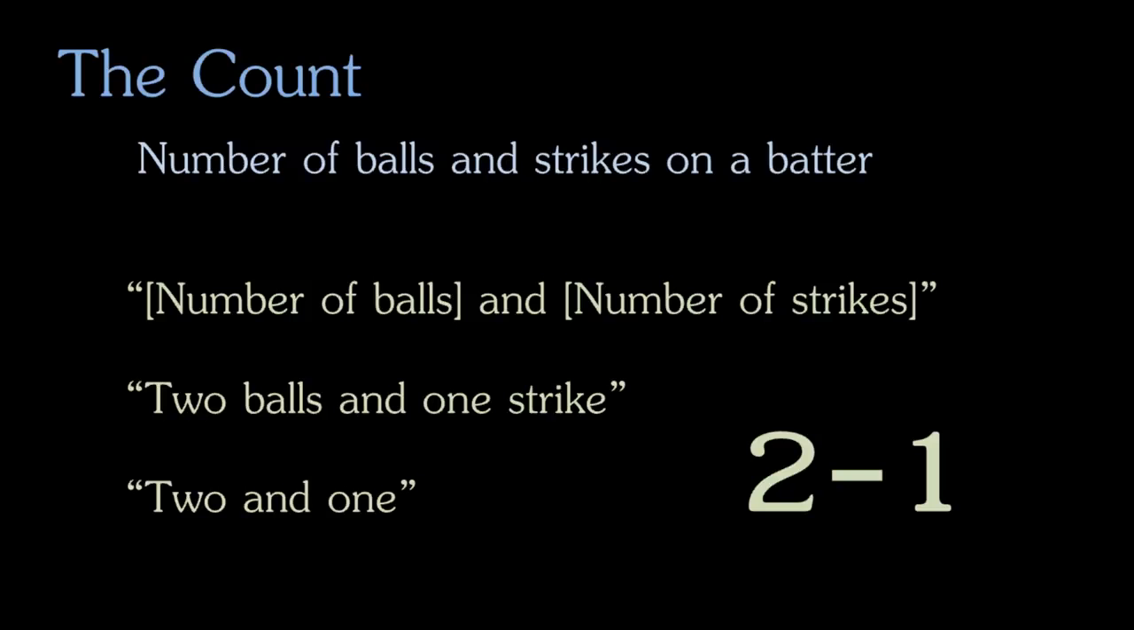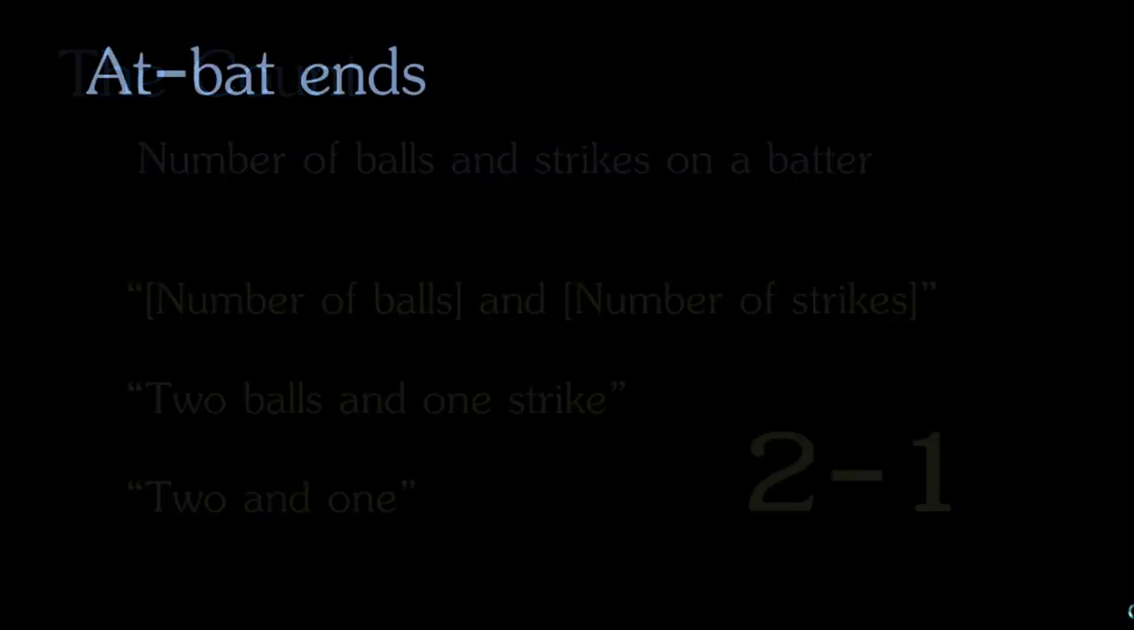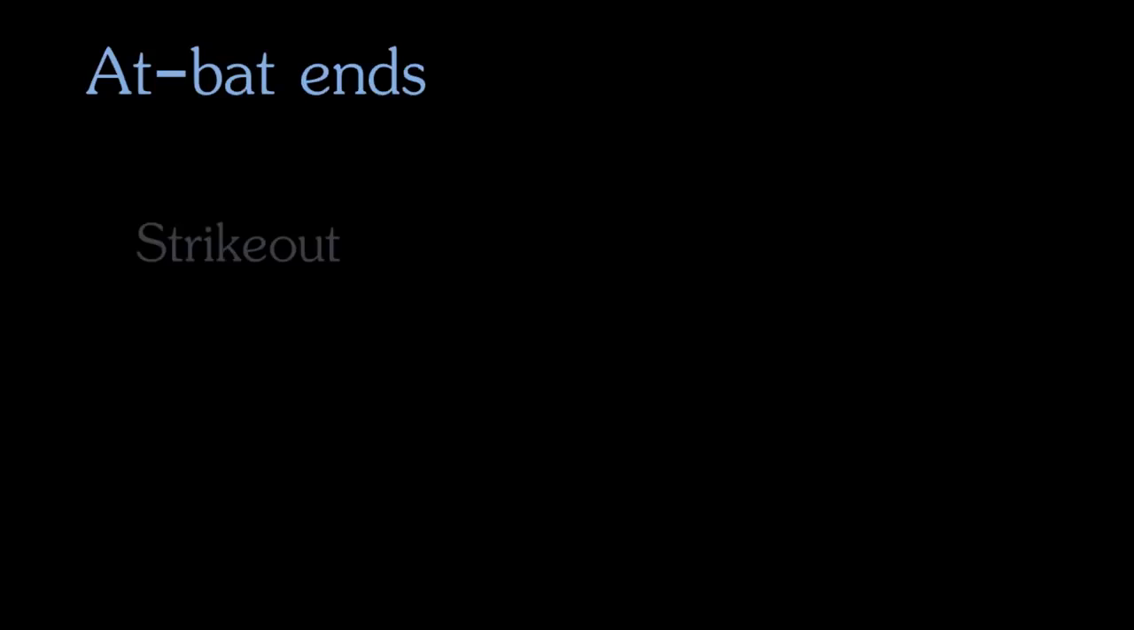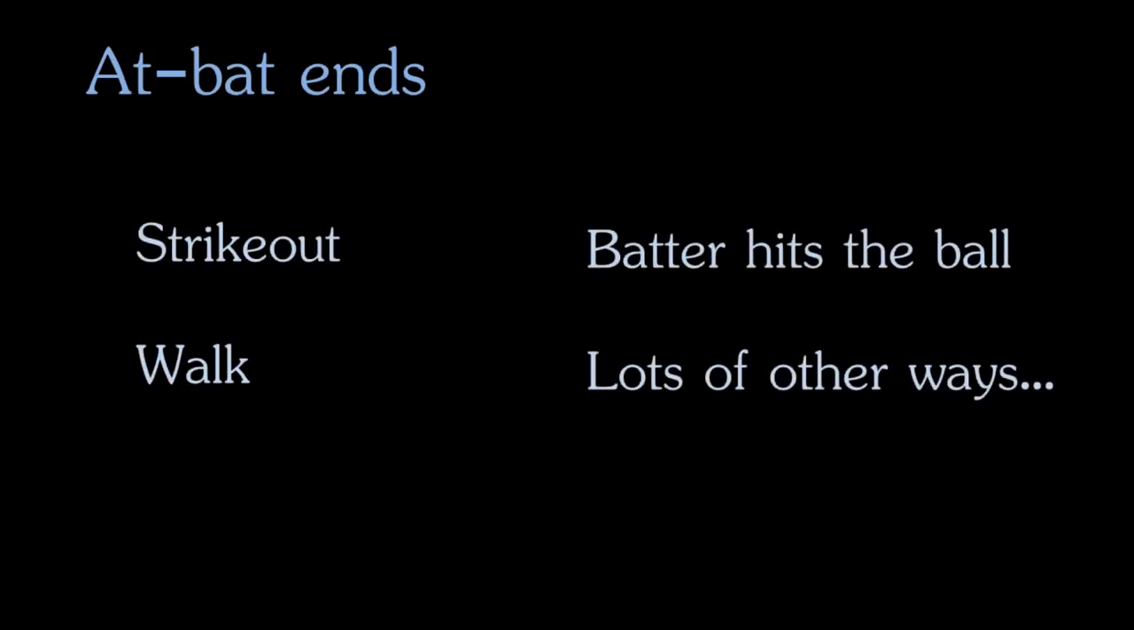Well, the count will continue until the end of the at-bat, which will be the result of a strikeout, a walk, the batter hitting the ball, or, well, there's a bunch of different ways other than this. But as far as balls and strikes go, let's look at these first 2, strikeouts and walks. A strikeout happens when the batter receives 3 strikes in his at-bat. This will be called an out, which is another key element to keeping a game of baseball moving forward that we'll look at more in the next few videos.